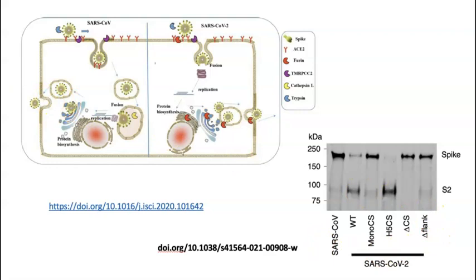And so these data support the hypothesis that the more arginines present in the Furin cleavage site, the more efficient the cleavage, and therefore the more efficient the infection cycle of the virus.